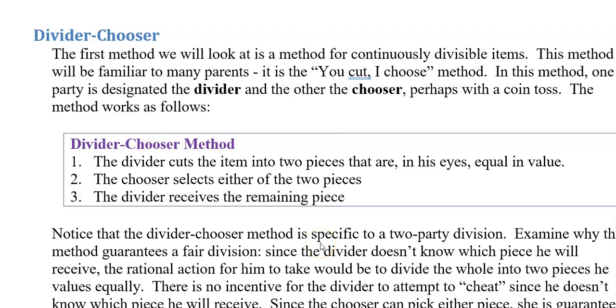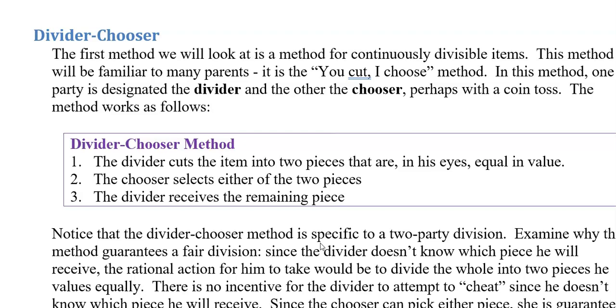So we're going to look at something called the divider-chooser method to find a fair division. In this method, the divider is going to cut whatever items we're dealing with into two pieces that in that person's eyes are the same in value. Now, if you think about this, this is fair because he has to think about what the chooser might choose. So he wants to be equal so that when the chooser gets ready to choose their piece, he doesn't lose out. So the divider is going to cut the item into two pieces that he sees as equal.